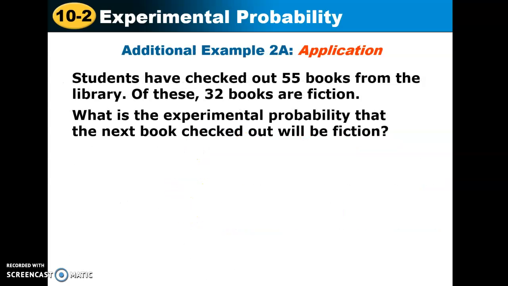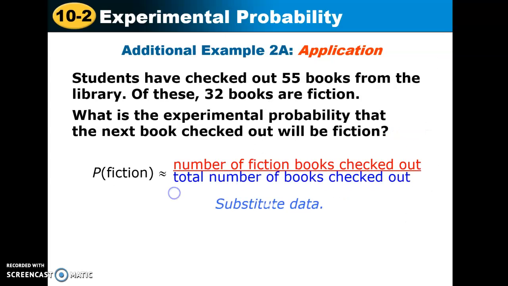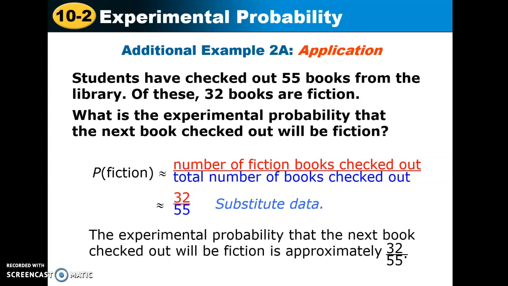This is a little bit more complicated. Slightly, not really, just bigger numbers. Students have checked out 55 books from the library. Of these, 32 books are fiction. What is the experimental probability that the next book checked out will be fiction? So 32 out of the 55 books so far have been fiction. Again, you're going to put 32 over 55. And your experimental probability that the next book is going to be fiction is 32/55.